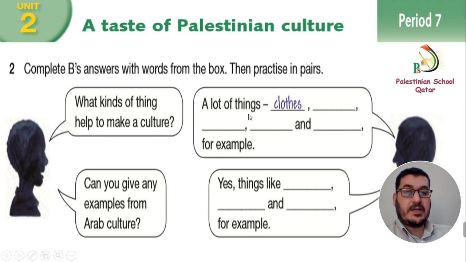We have a lot of things. For example, clothes can give us culture. What else gives us culture? Yes, religion gives us culture. Food, of course. Language as well, and buildings tell us all about culture.